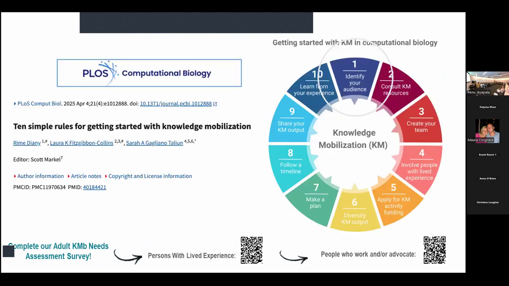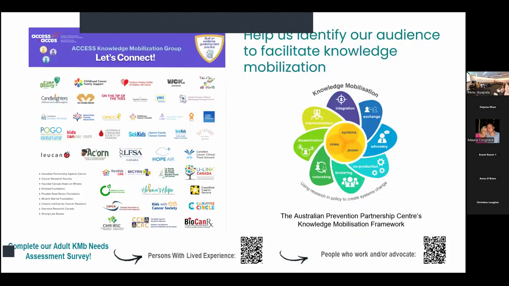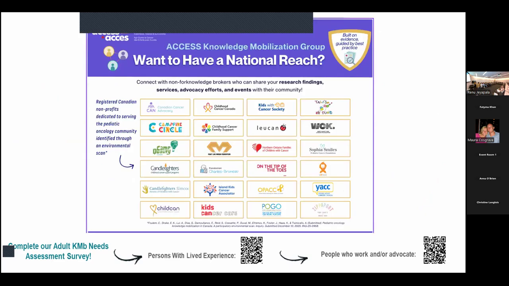Very important in the efforts to mobilize knowledge, you need to identify your audience. And so this is where we reach out to our community. Let's connect, help us identify all of the different groups that we need to connect with. We've listed many here. There are many more, I know, but please keep on sending them to the Secretariat so that we can connect in. We systematically identified the 25 not-for-profits in pediatric oncology here in Canada.